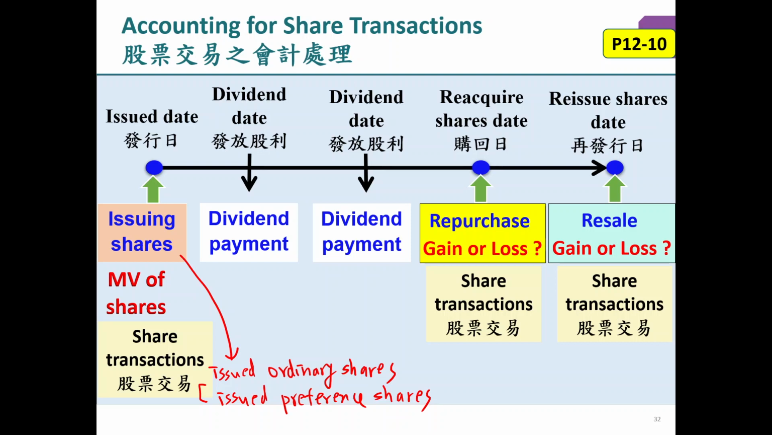It depends on whether you want to get more bosses or not. If you want more bosses, then you should issue ordinary shares, because with ordinary shares you will get more bosses. When you decide to issue preference shares, they are not your boss. So you just need to pay dividends to preference shareholders.